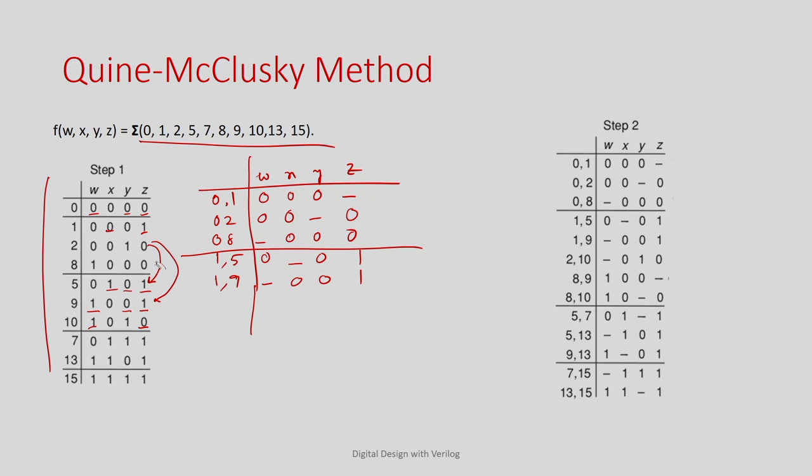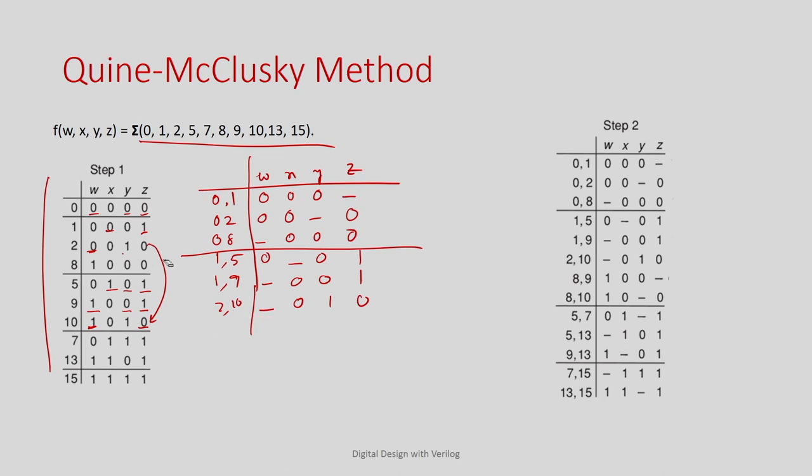And then 2 with 10. They differ by only 1 bit, and I only combine if they differ by 1 bit. So 2 and 10 can be combined, and they differ just by this bit, giving 0, dash, 1, 0. This way I will combine.